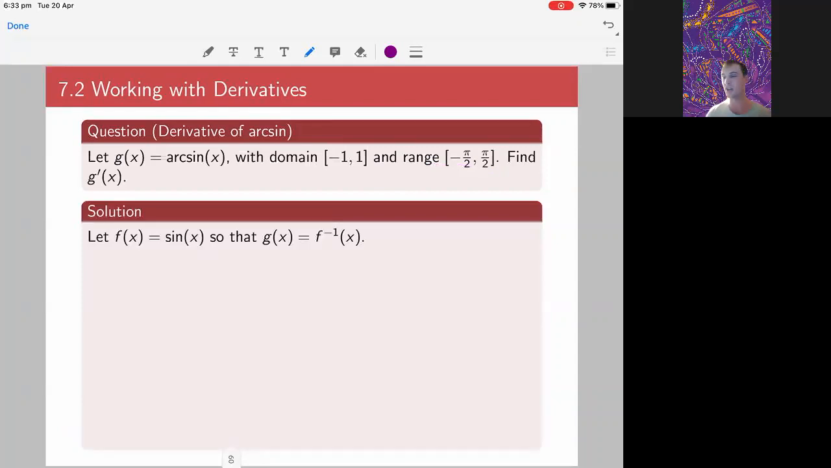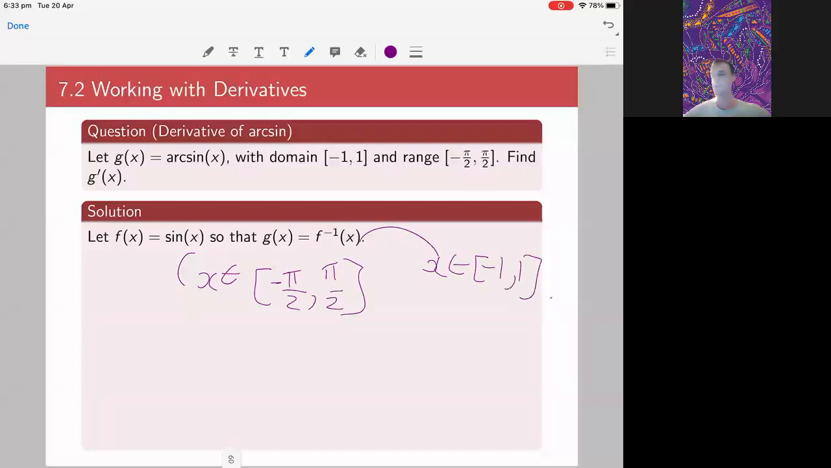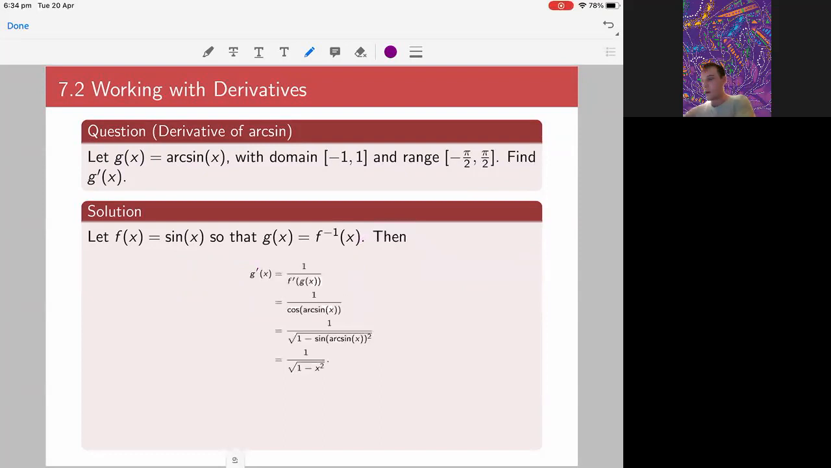Okay, let's set up notation here. We'll define f to be sine of x so that g, which is the arc-sine function, is the inverse of f. Technically speaking, we need to insist that x is between -π/2 and π/2 for the definition of f, whereas for g, x is between -1 and 1. Let's use the chain rule, or at least the results for the inverse function that we got from the chain rule. We know that the derivative of the inverse function is 1 divided by the derivative of the original function evaluated at the inverse function.